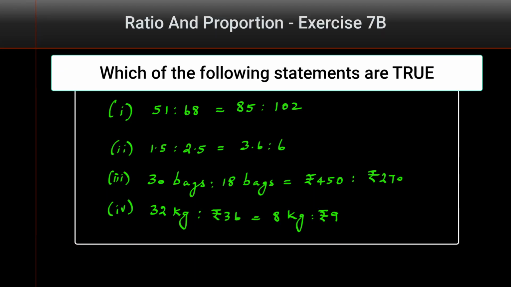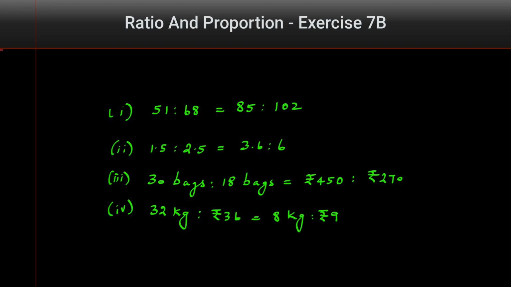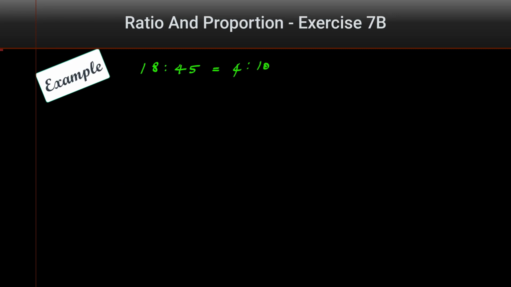In this video, we'll be solving the very first sum of exercise 7b from ratio and proportion. The very first example is 18 is to 45 is equal to 4 is to 10. We need to check if the given statement is true. There are two sets of ratios given here. When do we say a statement is true?